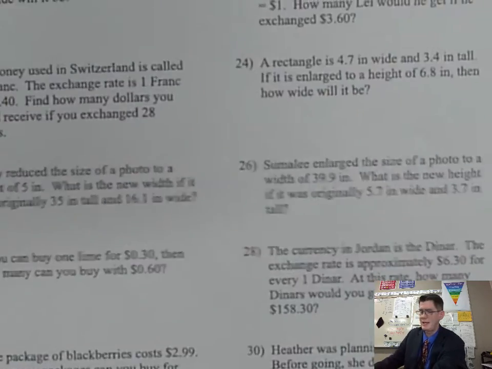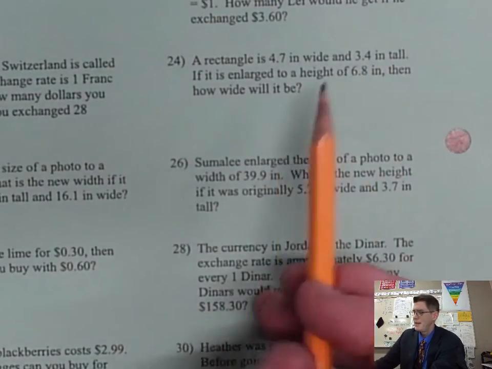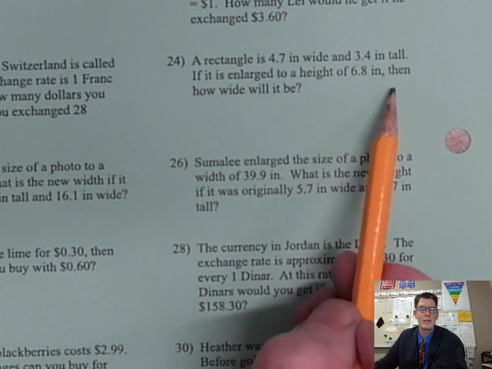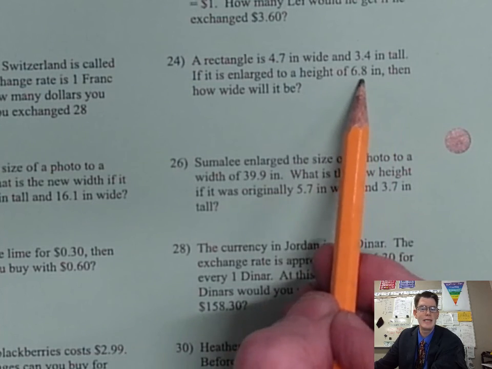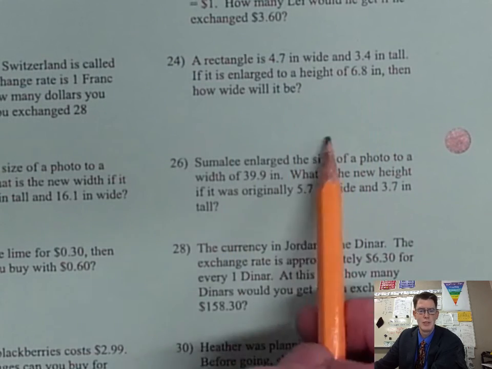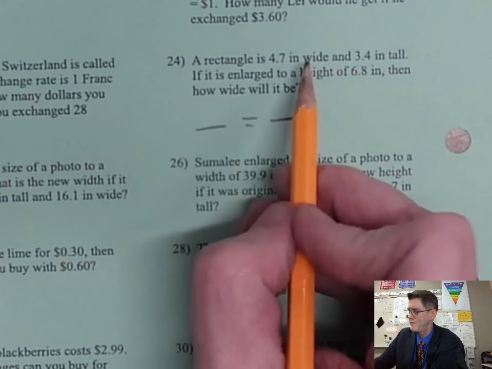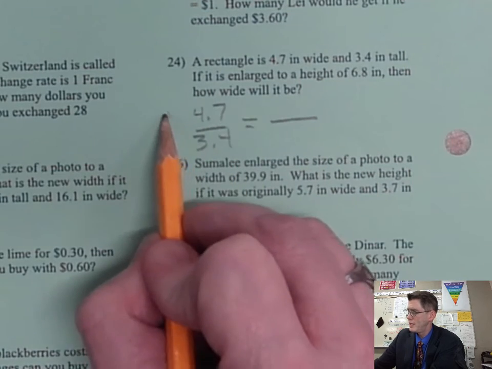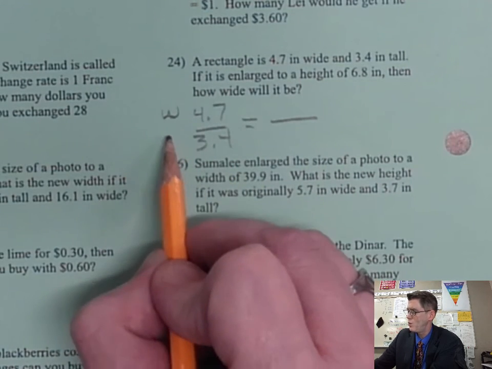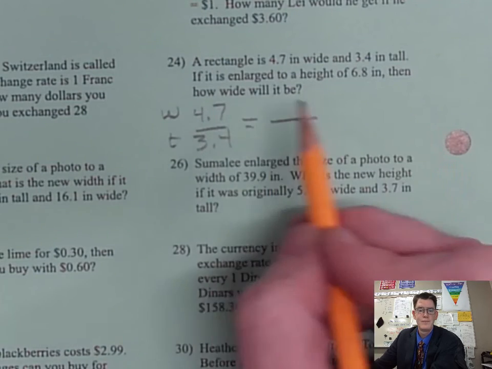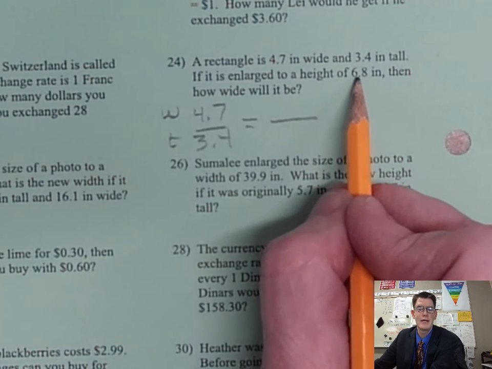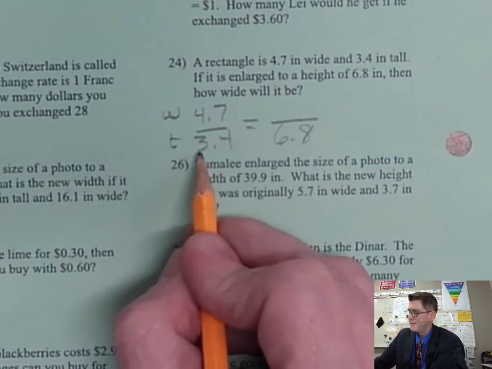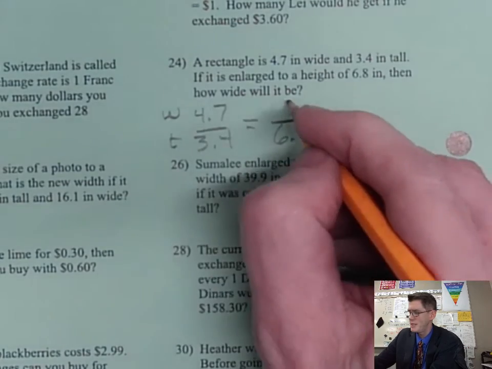And then finally, let's find one over here. A rectangle is 4.7 and 3.4. We've got wide and tall. If it's enlarged where the height is 6.8, how wide will it be? So build the proportion with the numbers they give you. It's 4.7 over 3.4, for wide and tall. If it's enlarged to a height of 6.8, because that's tall and that's the height, what is this number going to be?